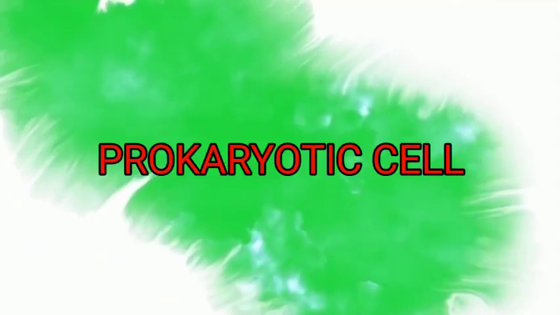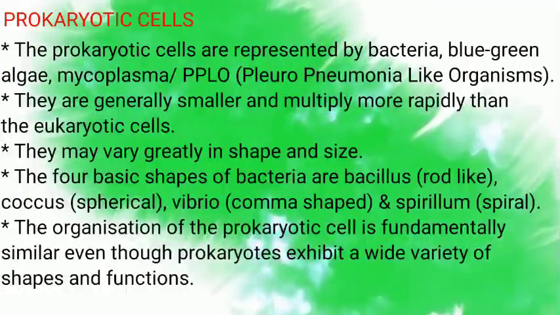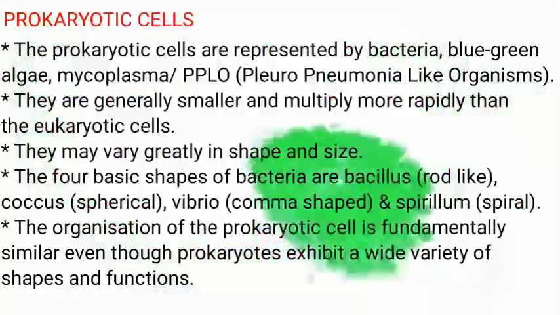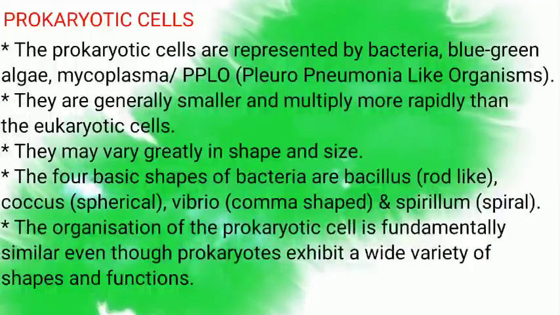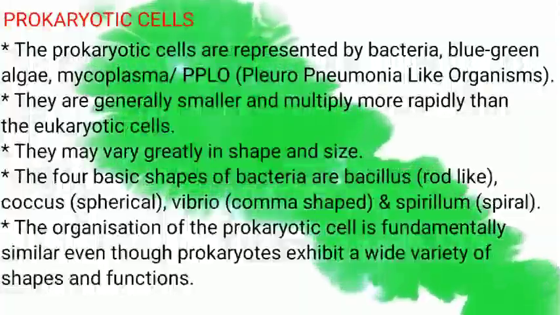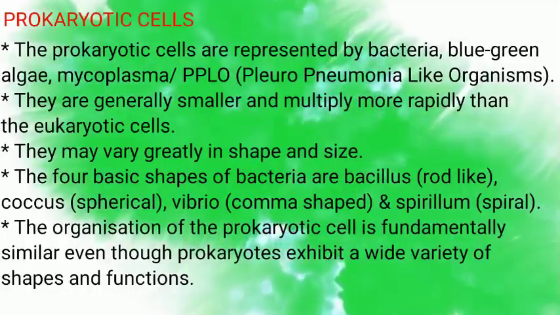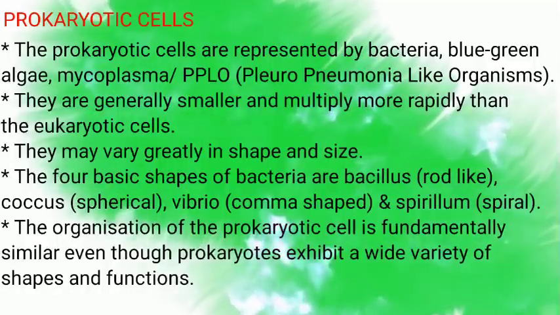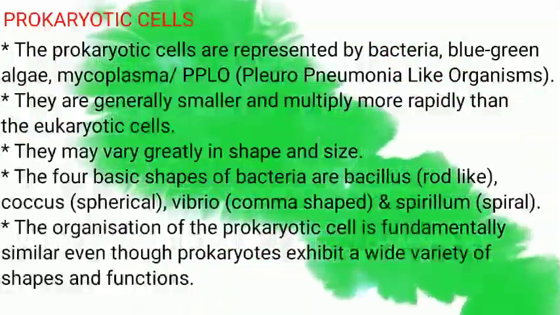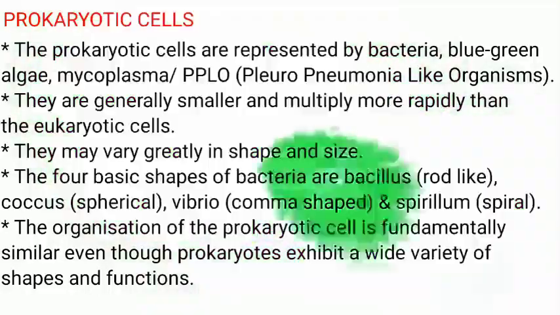The next topic is prokaryotic cell and its structure. The prokaryotic cells are represented by bacteria, blue-green algae, and mycoplasma or PPLO, which means pleuropneumonia-like organisms. They are generally smaller and multiply more rapidly than eukaryotic cells. Prokaryotic cells may vary greatly in shape and size.